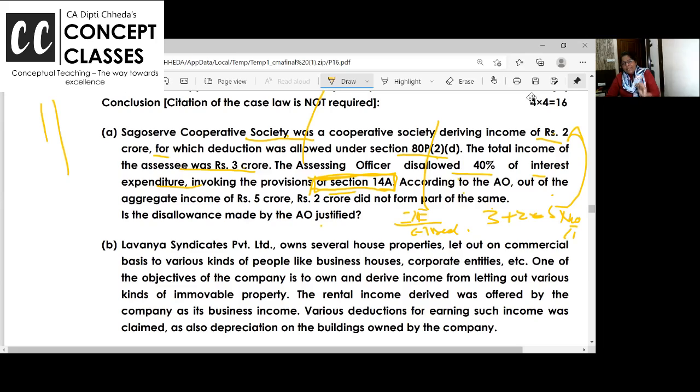14A is applicable only to exempt income. It is not applicable to deductions. Is this clear to all of you?